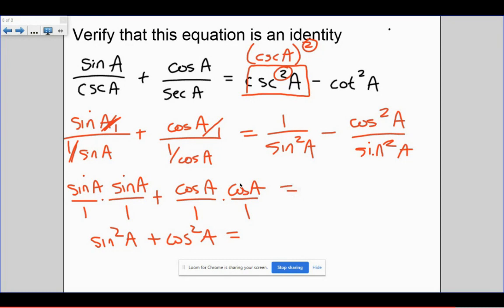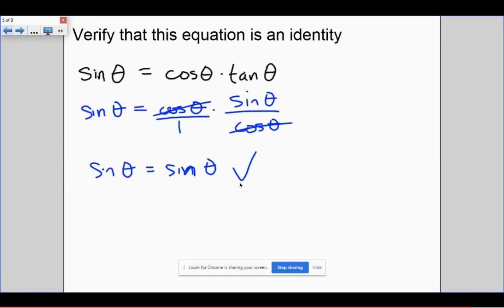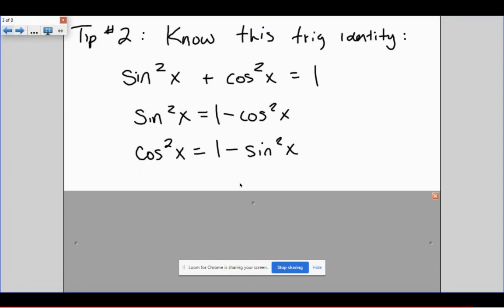On the right side, we see we have two fractions with the same denominator. So I can combine them into one fraction: 1 minus cosine squared A over sine squared A. Now that also should look familiar, because like I told you, that trig identity, sine squared A plus cosine squared A equal to 1, can be rewritten. So I'm going to go back and show you that in just a second, so you can see the forms I'm talking about for that trig identity. So sine squared plus cosine squared equal to 1, we can rewrite it by subtracting the cosine squared over to the right side.